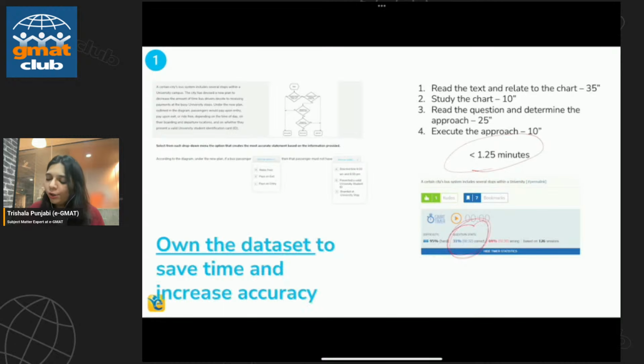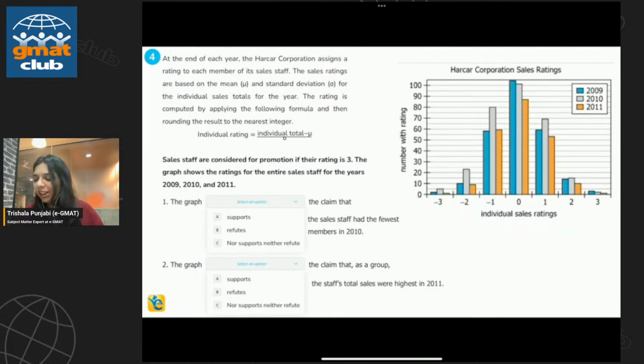And now I want you guys to practice this approach. Own the data set, front load your time in understanding the actual data, and then work on the question and answer choices. Okay? And we need to get this correct. All right, so this is the second question. You're going to get 2 minutes, so use this approach. And the most important thing, figure out what inferences you can draw out of it.